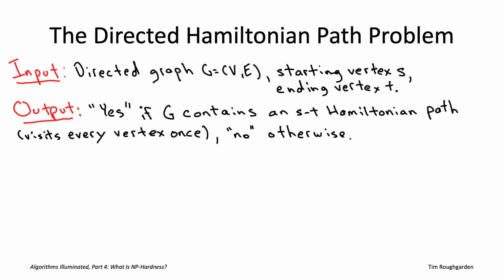So for example, here are two very similar looking directed graphs, one of which has an ST Hamiltonian path and one of which does not.